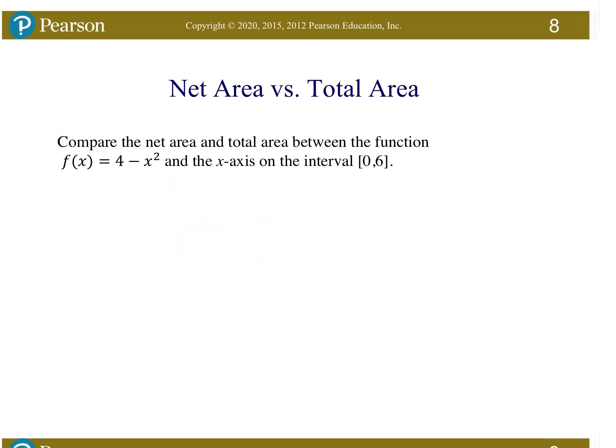Okay, so let's try comparing the net versus the total. Now, this time, we're going to do it without our calculators, because it's just a parabola. No, we'll do it with our calculators. But we'll go on the interval from 0 to 6. So remember that a parabola, where's this parabola starting at? 4. Okay, so it's starting at 4 up here. And then it's crossing the x-axis and it's going way down and dipping pretty low by the time it gets to the number 6. So we only have to break this up into 2 different integrals.